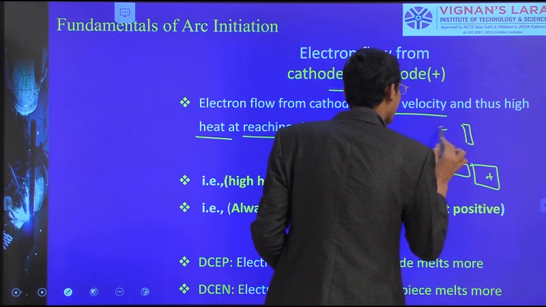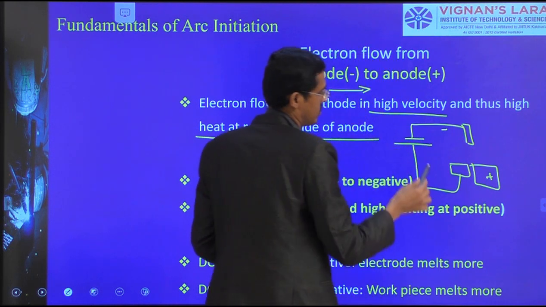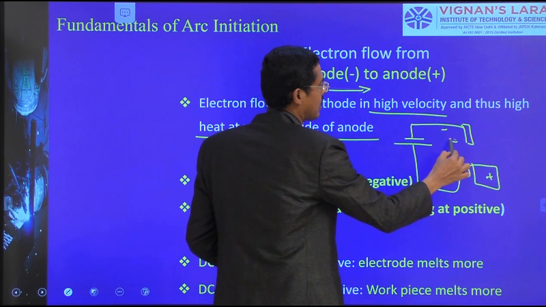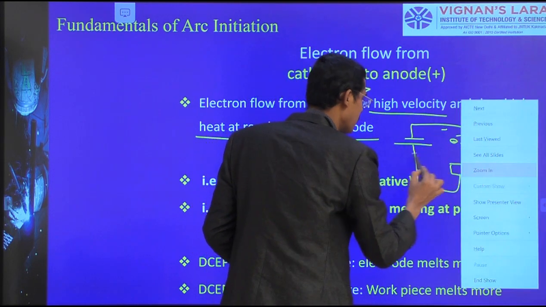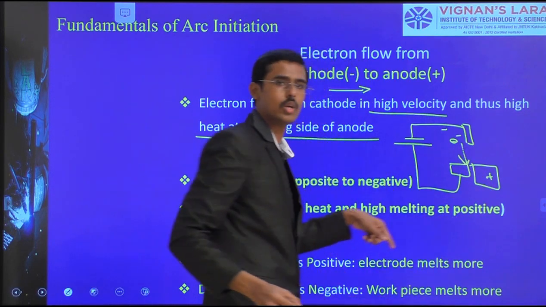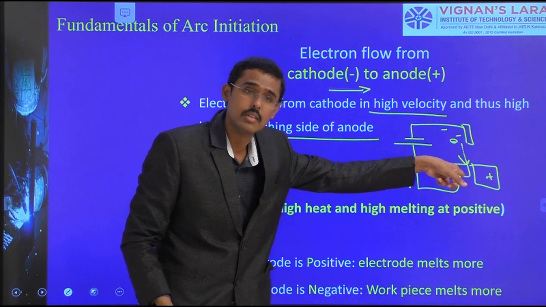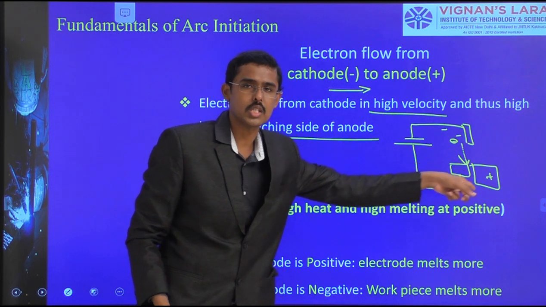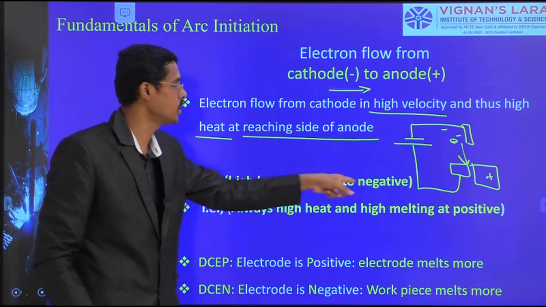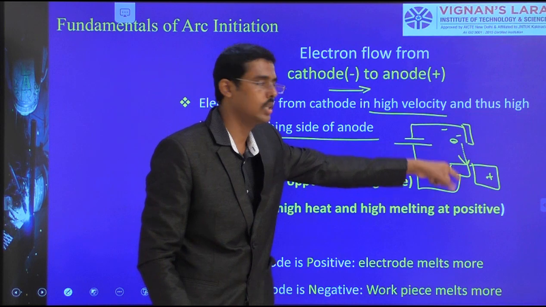So likewise only I have connected. Negative is connected here, electrons are released here, it is high velocity, then it comes and impinges over the workpiece. So what happens? High heat impinging takes place at the positive end. Electrons are released at the negative end, high heat is generated at the positive end. So that is what I have given: high heat opposite to the negative.